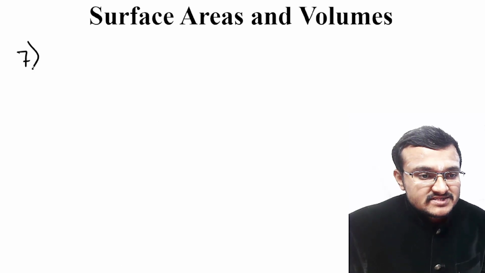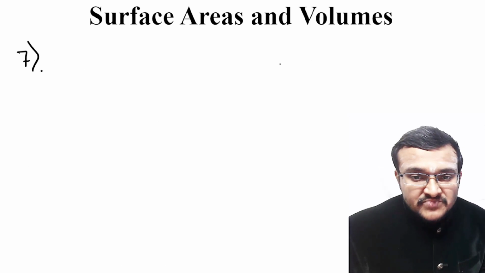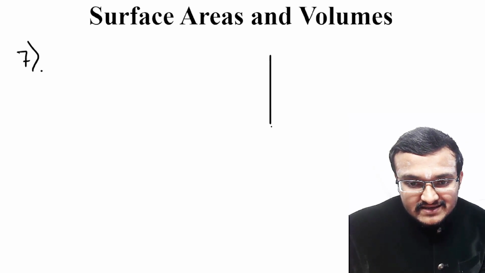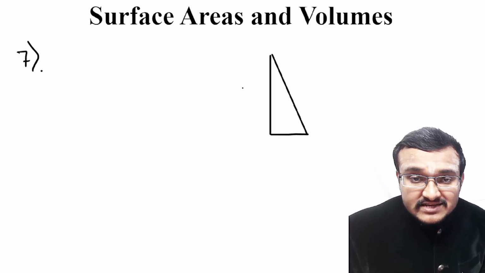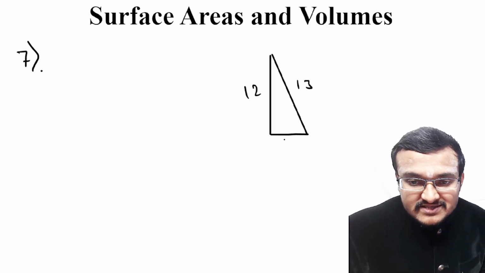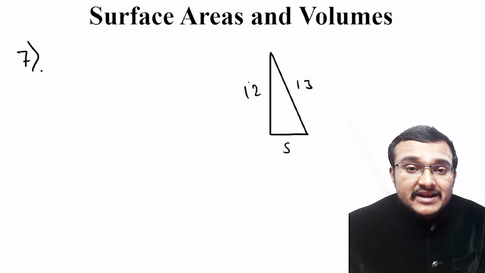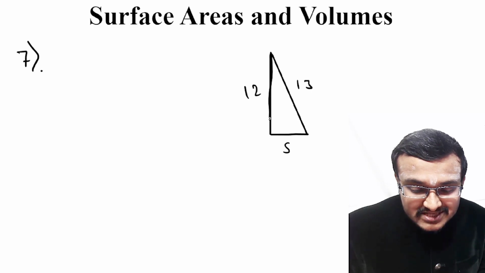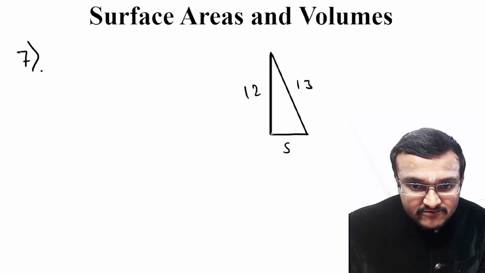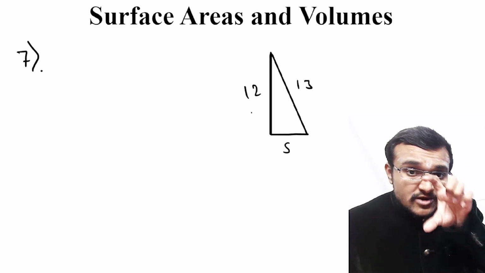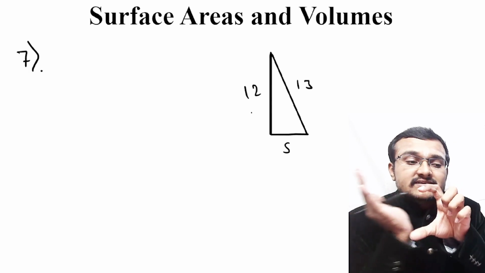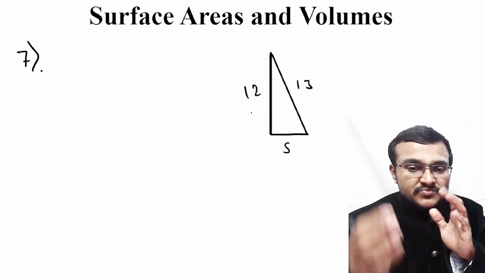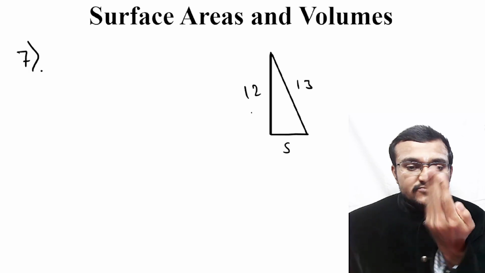So now we will move into the seventh question. In this seventh question, there is a right angled triangle like this. This particular right angled triangle has sides equal to 12 centimeter, 13 centimeter and 5 centimeter. So around this particular side of the right angle triangle, that is around this 12 centimeter height, the triangle is revolved like this.